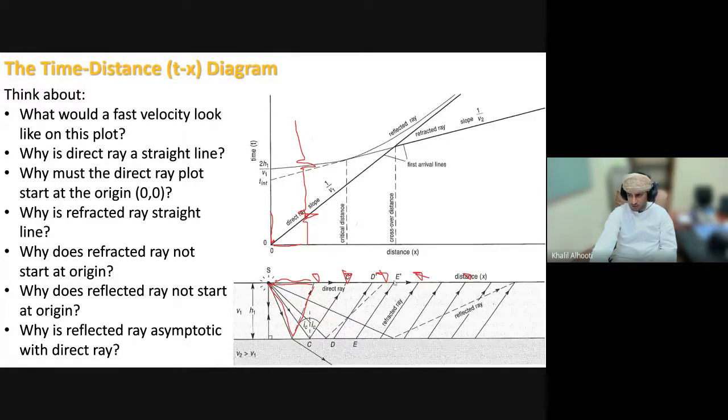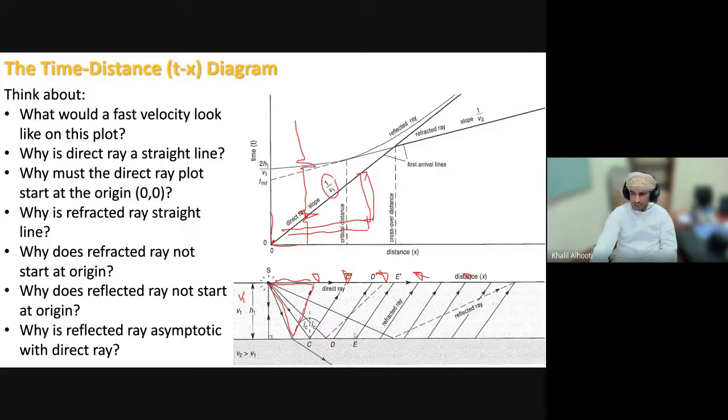For all of those geophones up until this point, direct energy is the first to arrive. And how can I determine the velocity of the first layer? I can find the velocity of the first layer using the slope of the direct energy. 1 over V1 is the slope. Slope is basically the difference in the y-axis divided by the difference in the x-axis. The x-axis is distance, the y-axis is time. Time over distance is the reciprocal of velocity. So the slope is the reciprocal of velocity. You can work out the velocity using the slope of the line. That's the first line.